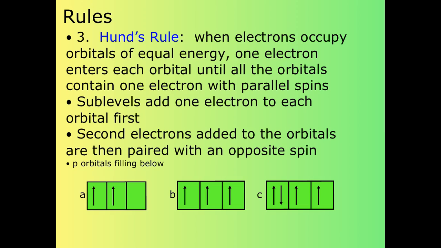The third rule is Hund's rule, and I like to call this the sharing rule. Nobody wants to share unless they have to. So electrons are no different. When electrons go into orbitals that have equal energy, we put one electron in each orbital until everybody has one, and then we add electrons after that. For example, here in picture A, I have one electron in the first 2 orbitals, and nothing in the third orbital. Then I add a third electron to the last orbital before I come and put a 4th electron in with the opposite spin.